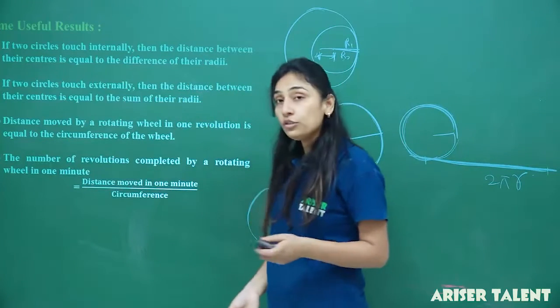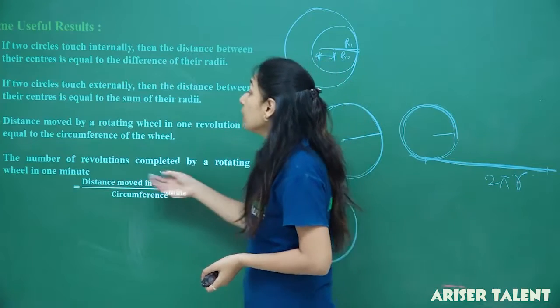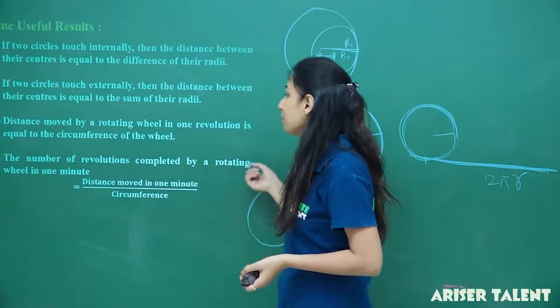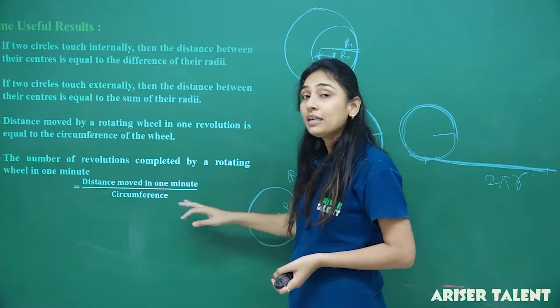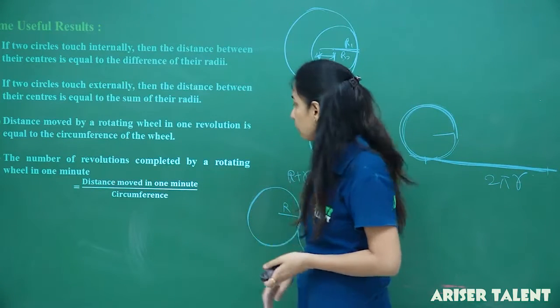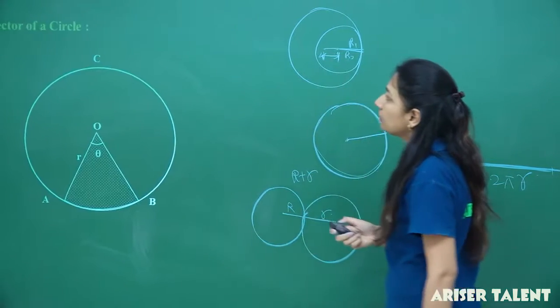The number of revolutions, we have used this in our questions, so I am just reminding it to you. The number of revolutions completed by a rotating wheel in 1 minute is nothing but the distance moved in 1 minute divided by the circumference. Okay students, then next we have done questions on these particular things.